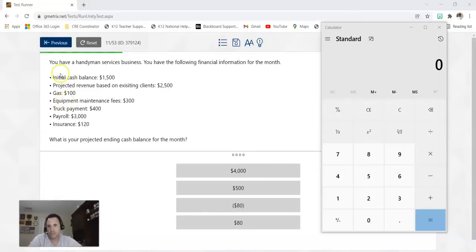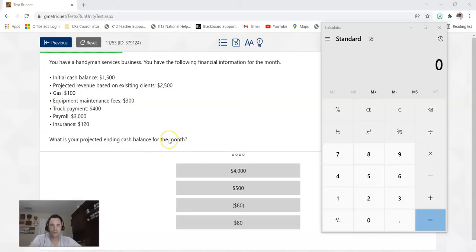All right, in this question, you own a handyman service business. You have the following financial information for the month: initial cash balance, projected revenue based on existing clients, so that's how much you are projected to make this month. And these are your expenses: gas, equipment maintenance fees, truck payment, payroll, and insurance. What is your projected ending cash balance for the month?